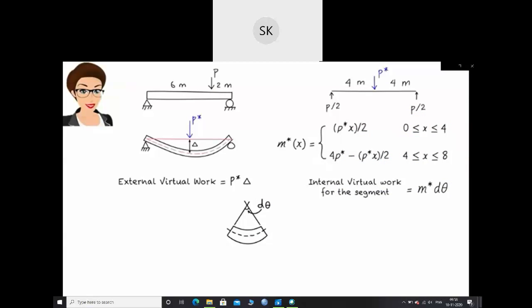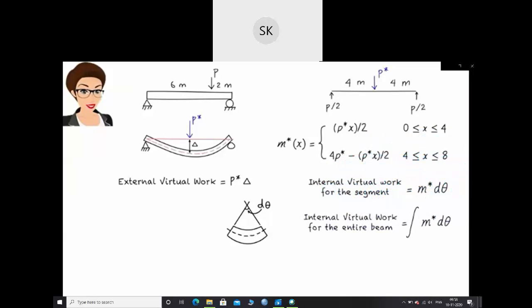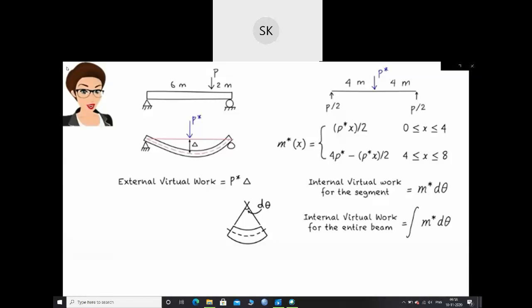To determine internal virtual work for the entire beam, we need to integrate the expression over the entire length of the beam, like this. But before we can use this equation to calculate internal virtual work, we need to express d theta in terms of dx, since m star is a function of x. Let's start by referring to the length of this segment as dx. This is the infinitesimal length of the tiny beam segment.